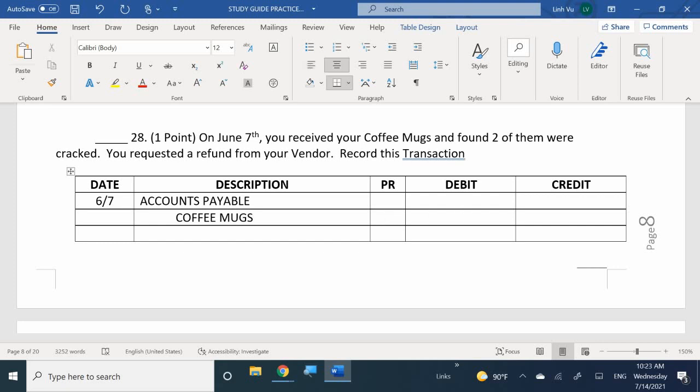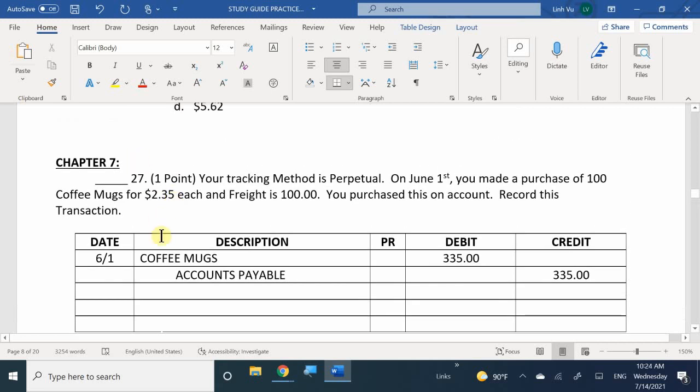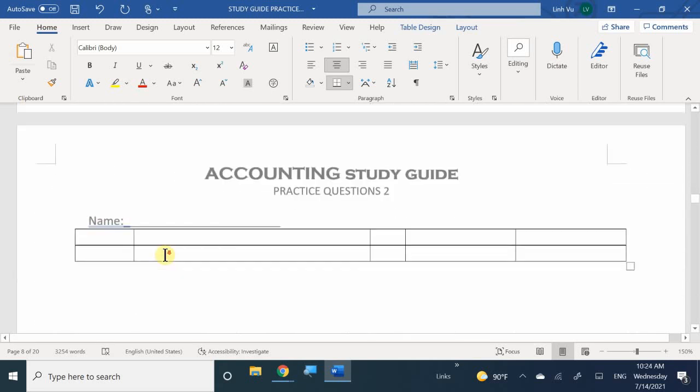So coffee mugs, and you're returning two. What did you say, Erica? $4.70. Why? Because each cup costs you $2.35. You can't include freight on this one. So in this case, 2.35 times 2 gives you $4.70. Again, assuming that these questions are all related.